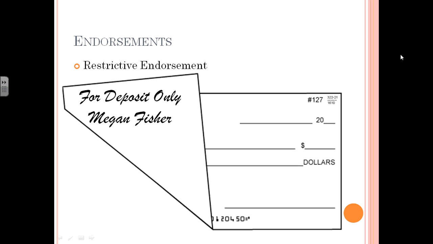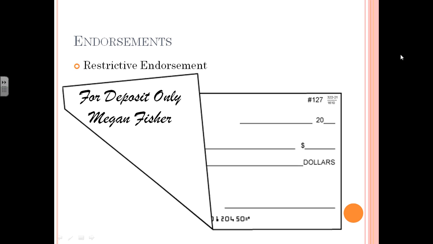A restrictive endorsement is most commonly seen in business settings. So basically what we're telling the bank is we write "for deposit only" on the back of the check. So that means that the only thing that the person taking it to the bank can do with it is deposit it into an account.